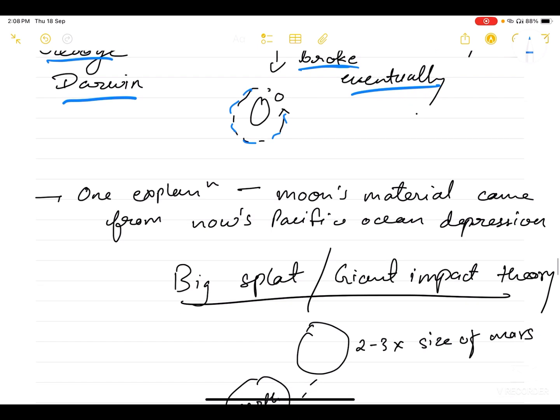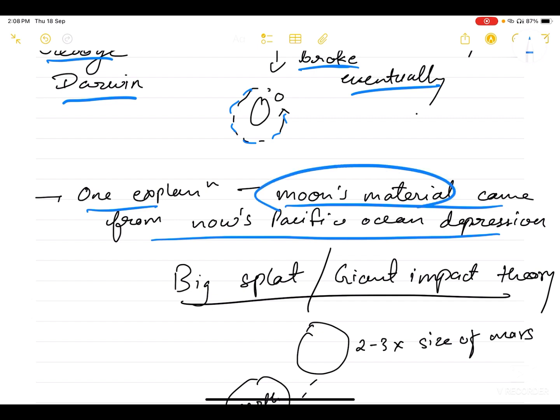There is one more explanation, that is, the moon's material came from the Pacific Ocean depression. That is the depression over which the Pacific Ocean is right now. That's where the moon's material has come from.